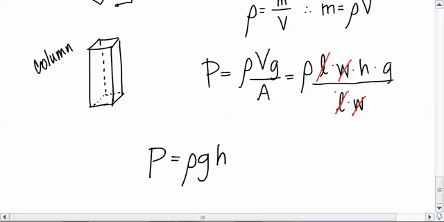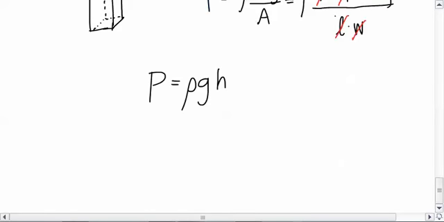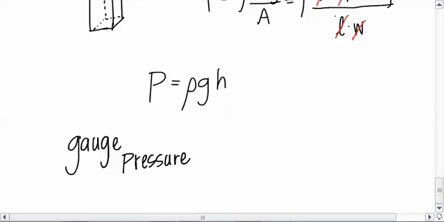But this is called the gauge pressure. Gauge. Gauge pressure. So if you don't say it out loud, say it in your head. Gauge. I get a lot of funny pronunciations for that. So this is the pressure due to the column of fluid.